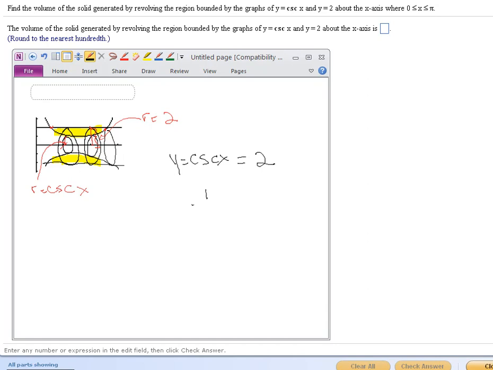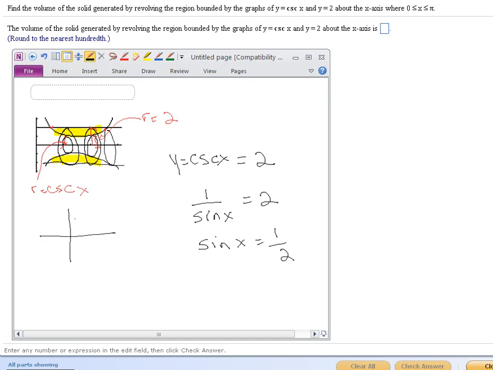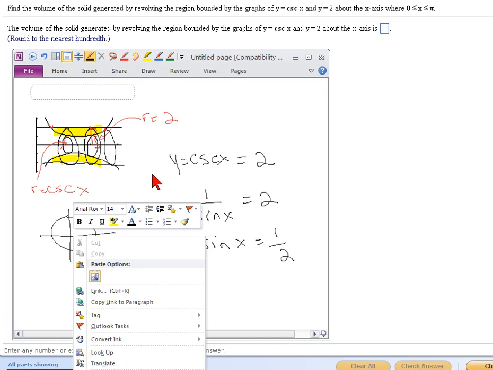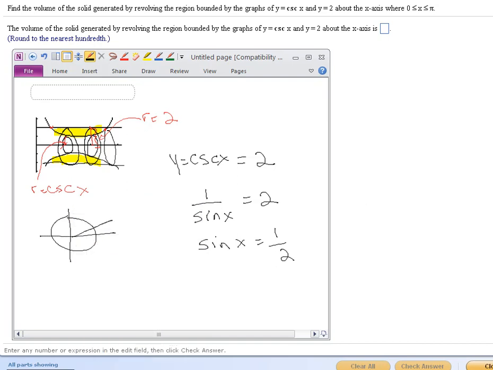So you may want to think of this as 1 over the sine of x, and you want to set that equal to 2. Then you can cross multiply and divide. So this is really saying, when is the sine of x equal to 1/2? If you look on your unit circle, remember you're only looking at it from 0 to pi, and the sine is only positive in the first and the second quadrant. So right here, and also right here, the sine value is 1/2.